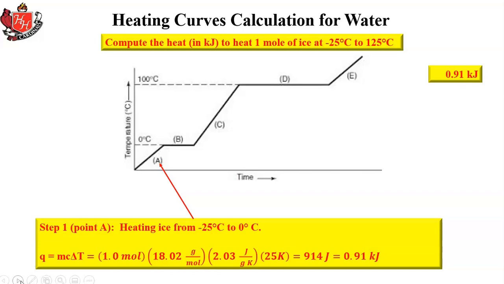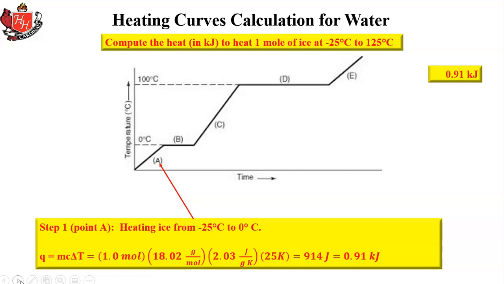It's going from some number of Kelvin. We don't even know what that number is. We just know it's going up by 25 degrees. So if you do the math on that, you end up with 0.91 kilojoules. And we're going to put that number up in the upper right-hand corner there, you see.